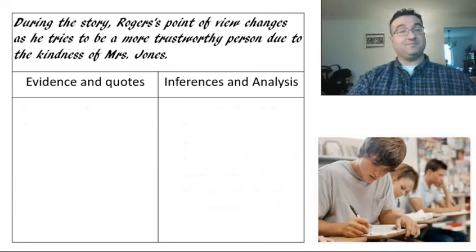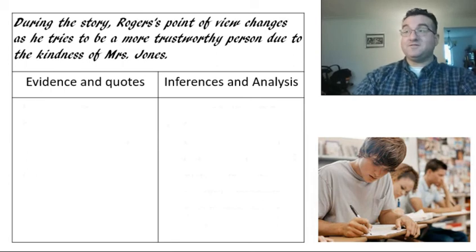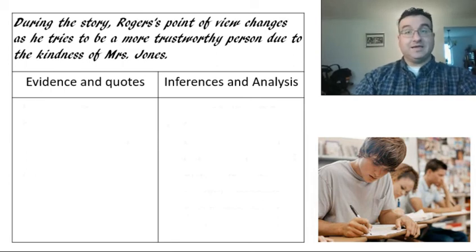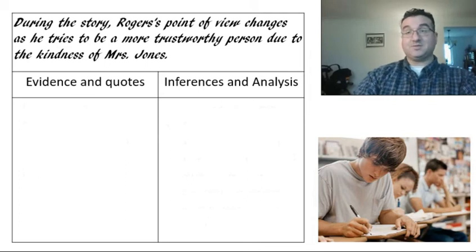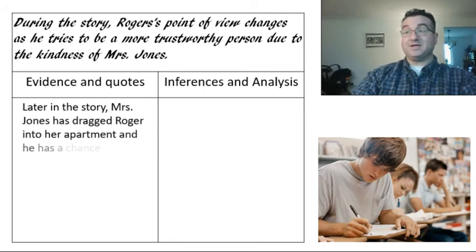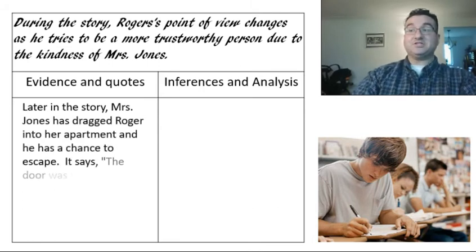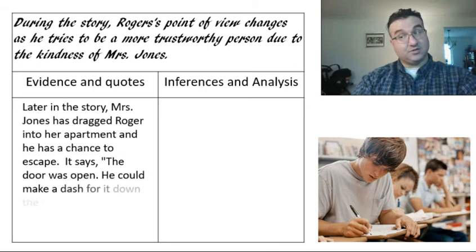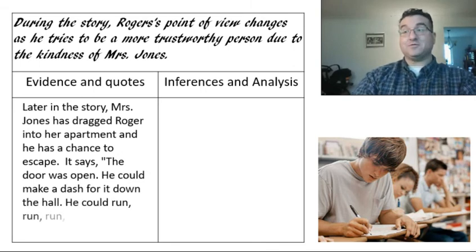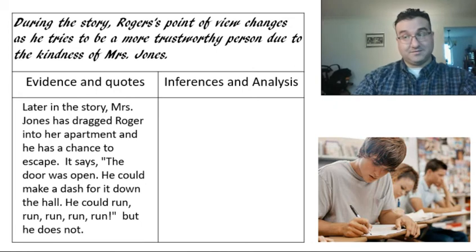Let's look up another piece of evidence. We're looking for things that show Roger's point of view and how it might try to change from the first part where he was an untrustworthy person. Later in the story, Mrs. Jones has dragged Roger into her apartment and he has a chance to escape. It says the door was open. He could make a dash for it down the hall. He could run, but he does not. So there's a piece of evidence from the story.